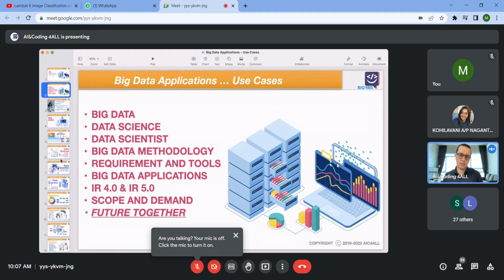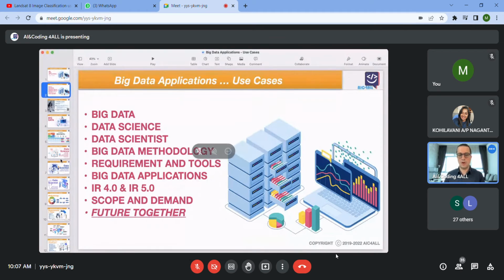Then we are going to move to the second part of this presentation, which talks about the applications of big data, the involvement of big data in our daily life. And then we are going to have a comparison between Industrial Revolution 4 and Industrial Revolution 5, because big data, AI, and data science are all related to those Industrial Revolutions, and now we are moving from IR 4.0 to IR 5.0. Then we're going to share some scope and demand, and see if there's any collaboration in the future to work in this field.